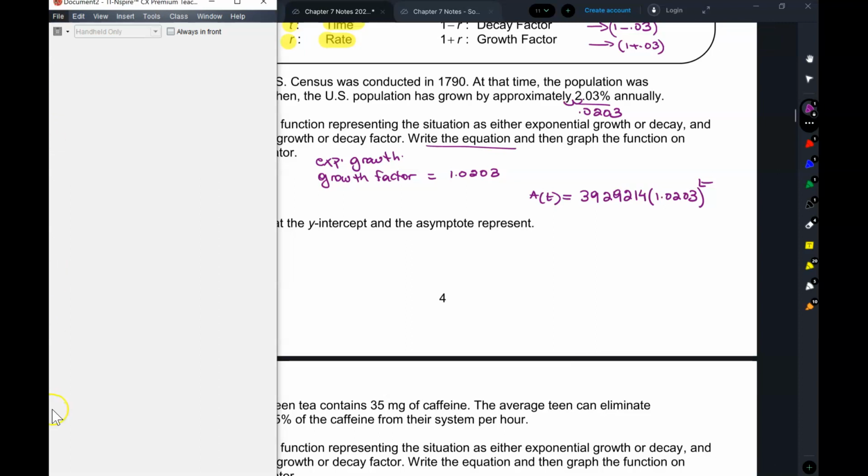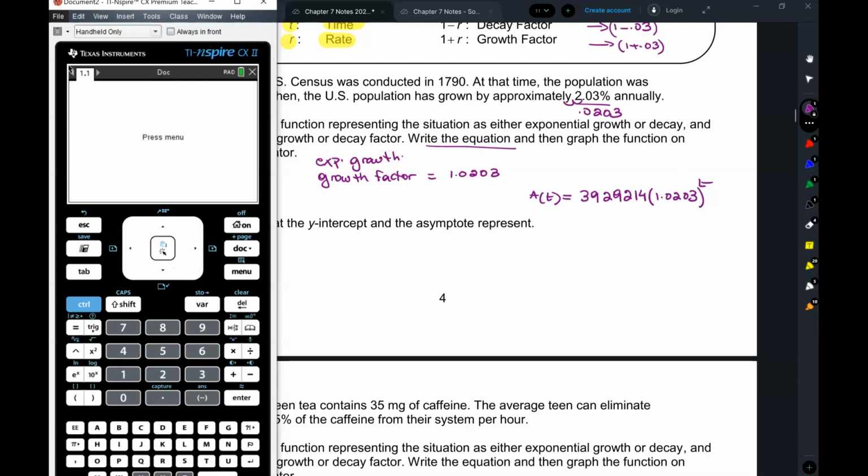I don't see it. The graph? Yeah, I need to see that. You need to zoom out. Correct. When we graph on the calculator, is A of t just y? Yes. We don't know the time. So it's going to be 29214 times 1.0203 to the power of x. Use x instead of t.